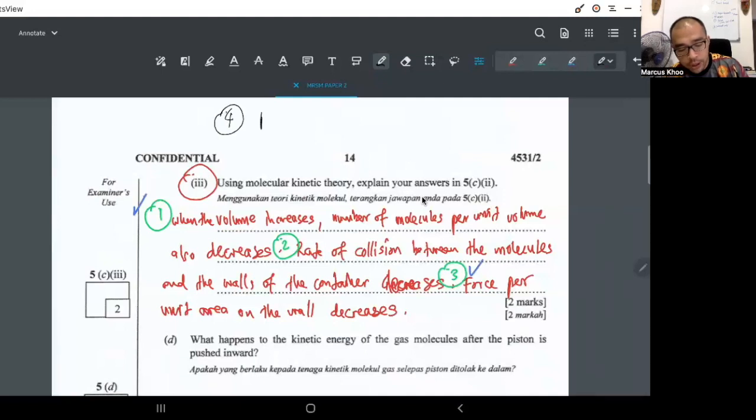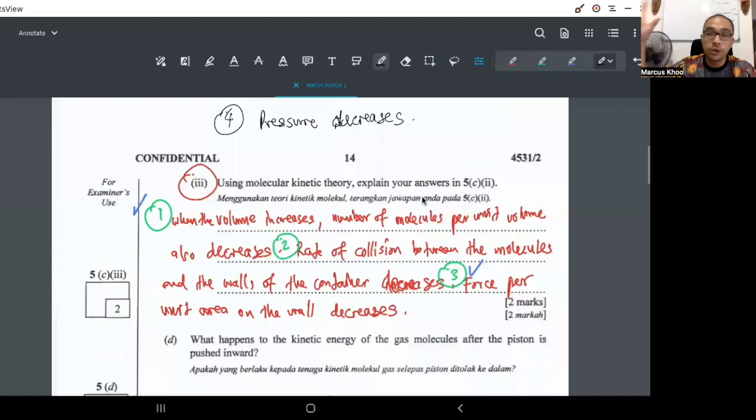be pressure decreases, as my 4th point. So volume increases, number of molecules per unit volume decreases, rate of collision decreases, force per unit area decreases, pressure decreases. All these things are in a 4-mark question. But this is a 2-mark question, so I would say 1 and 3 are the more important points.